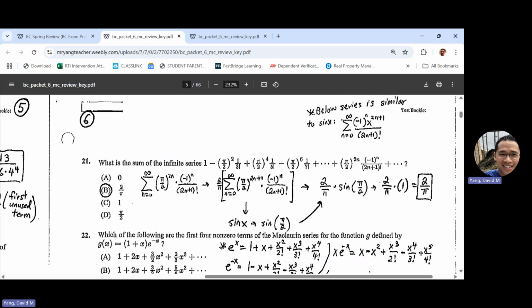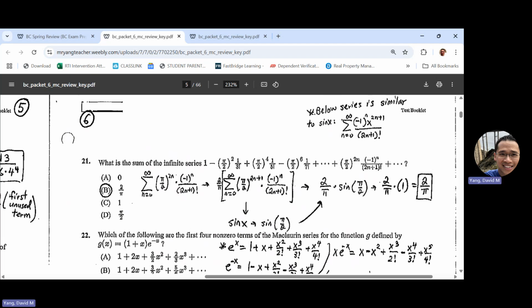The 21 is a little bit more challenging. I think what we need to be able to see is, oh, this is basically looking like a slightly adjusted version of sine of x. So what if we just start with sine of x and make a slight adjustment to fit it into this series that they want us to find the sum for?